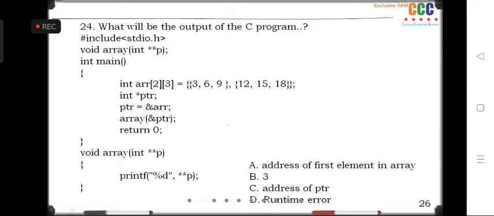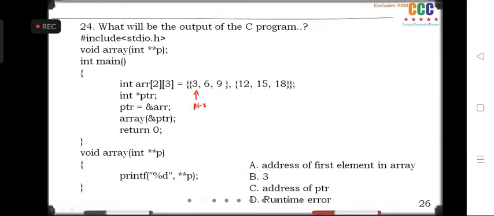Come on, any other answers? Runtime error by Ganesh. Lasha is saying it is A. What is the question? It is 2 of 3, yeah? Okay, 2 rows, 3 columns, done. Star PTR. PTR equals address of A. This is your PTR.